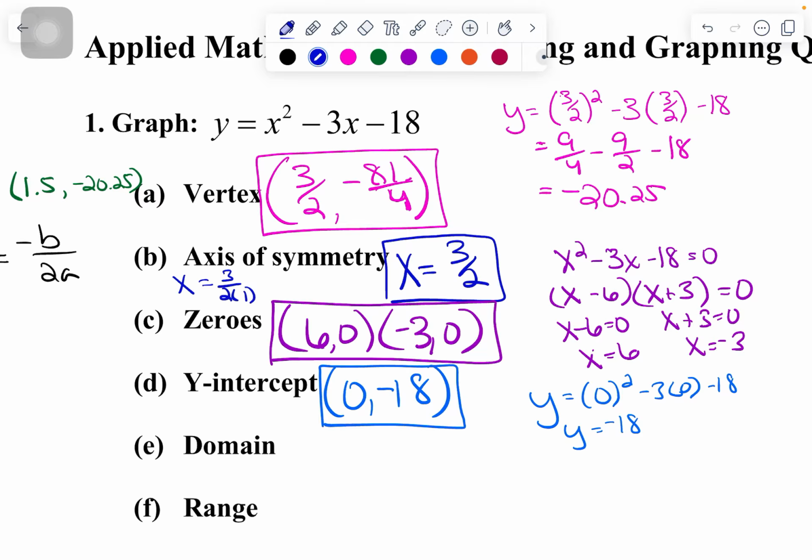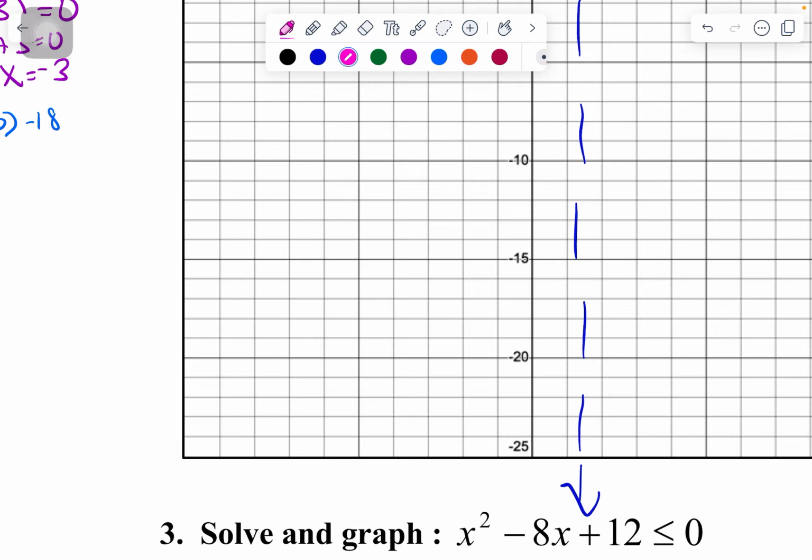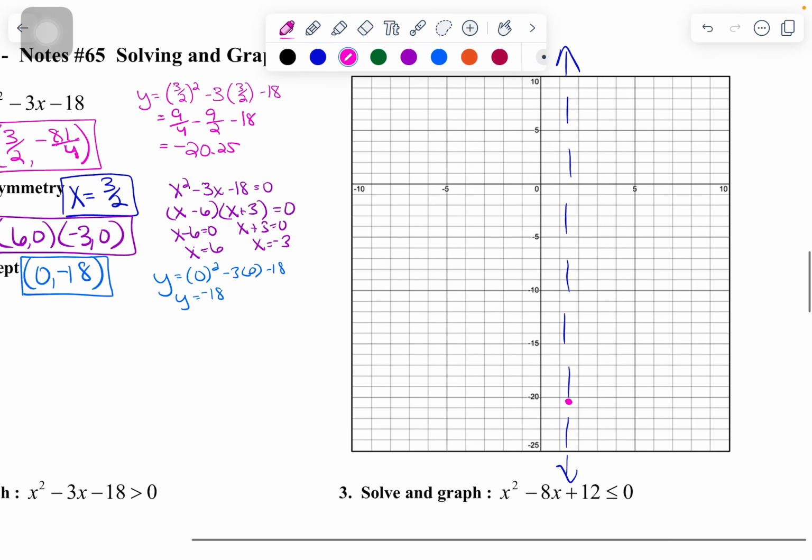So the axis of symmetry is 3 over 2. That means I want to be halfway between 1 and 2, right? It was 1.5. So let me go ahead and mark in that axis of symmetry. There we go. The vertex is positive 1.5, so that's on this axis of symmetry, but I need to drop all the way down to negative 20.25. This grid line right here is negative 20. I want to be a little bit below that, so we'll go right about there. I know it looks like it's basically a half. It's kind of hard to do some of those decimal values.